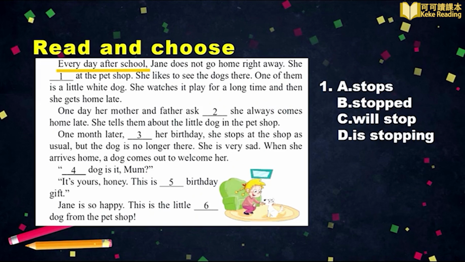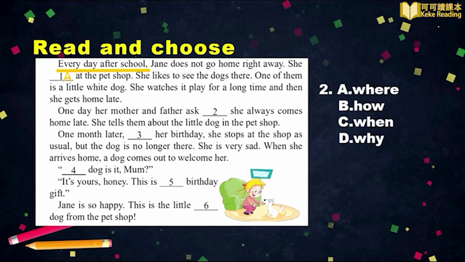You're right. Stops. The answer is A. She stops at the pet shop. 我们先在选项上画圈，再将答案填写在横线上。Let's keep reading. She liked to see the dogs there. One of them is a little white dog. She watches it play for a long time and then she gets home late.